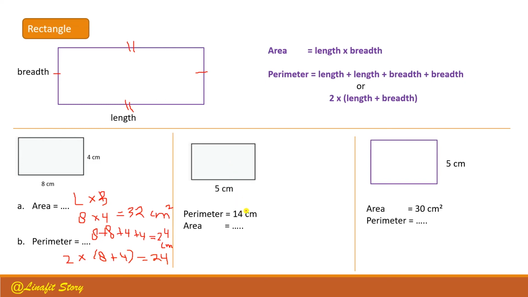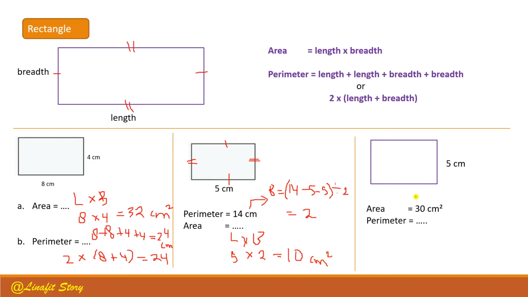This question: if the perimeter is 14 cm, the length is 5 cm, find its area. So we will find the breadth. To get the breadth is 14 minus 5 minus 5 and divided by 2 is equal to 2 cm. To get the area is length times breadth. 5 times 2 is equal to 10 square cm.